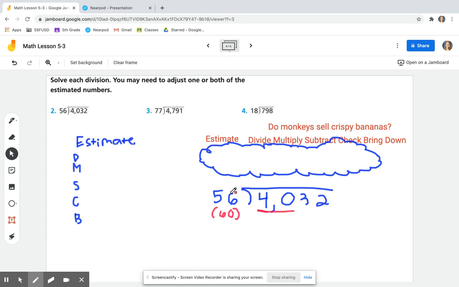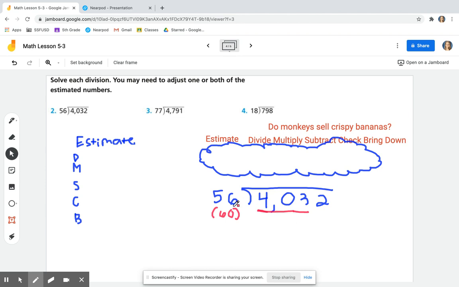Can 56 go into 40? No. Because 1 times 56 is 56. That would be too much. We can't subtract 40 minus 56. So we're going to have to keep on underlining. And now we have 403 underlined. Can we divide 56 into 403?